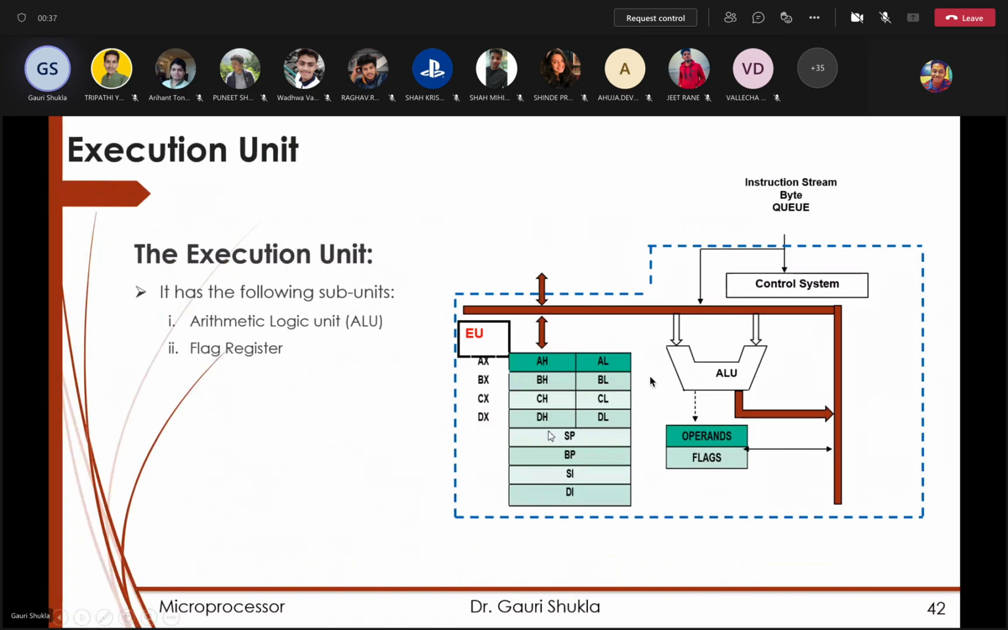So, execution unit, as I have told you, has the following parts: arithmetic logic unit, flag register, general purpose register. We have control unit, decoder also, and a pointer and index register.